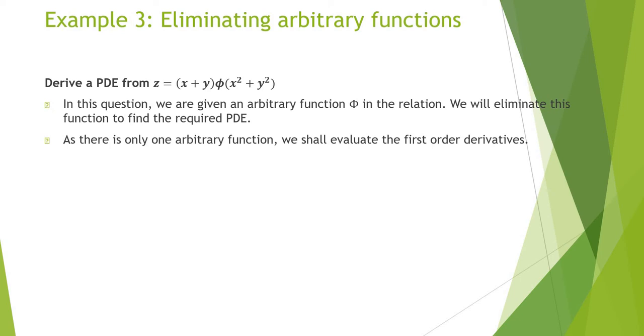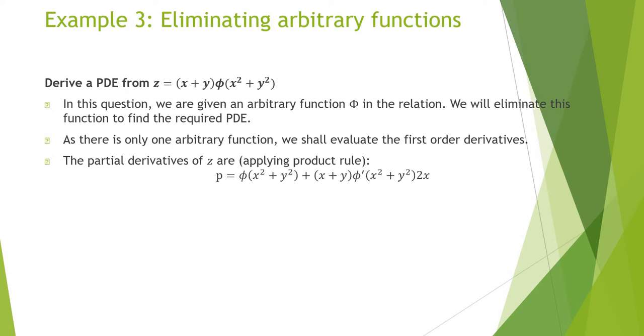Now there is only one arbitrary function, so the PDE should also be of first order. So we'll evaluate the first order derivatives of Z. Apply product rule to find the partial derivatives. P equal to phi of x square plus y square plus x plus y times phi dash of x square plus y square times 2x. Q equal to phi of x square plus y square plus x plus y times phi dash of x square plus y square times 2y.